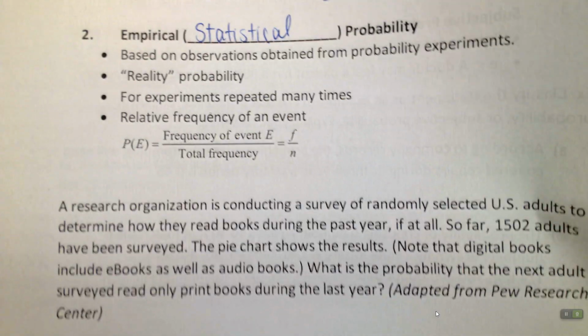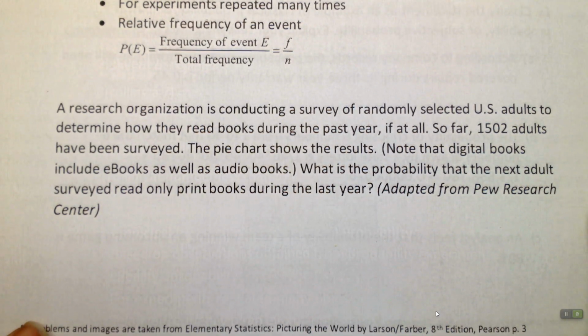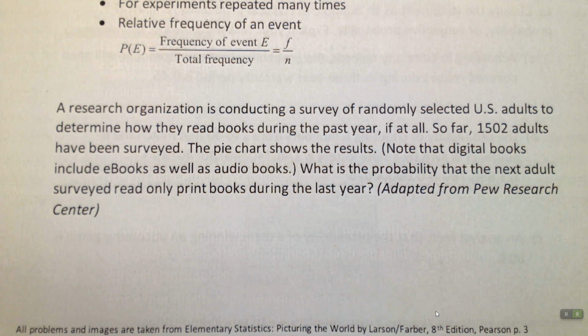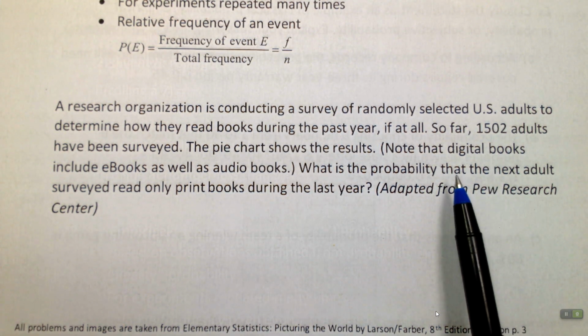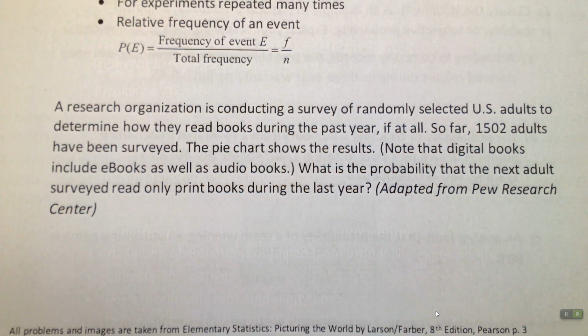Alright, so let's look. A research organization is conducting a survey of randomly selected U.S. adults to determine how they read books during the past year, if at all. So far, 1,502 adults have been surveyed. The pie chart shows the results. Note that digital books include ebooks as well as audiobooks. What's the probability that the next adult surveyed read only print books during the last year? Okay, so we're using empirical probability to predict what will be picked next.